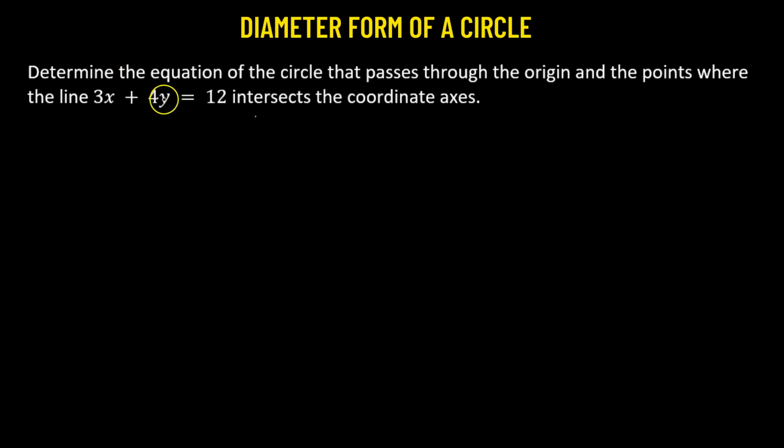In this problem, we need to determine the equation of the circle such that it passes through the origin and it also passes through the points where the line 3x plus 4y equals 12 intersects the coordinate axes. Let's first try to understand the problem graphically.